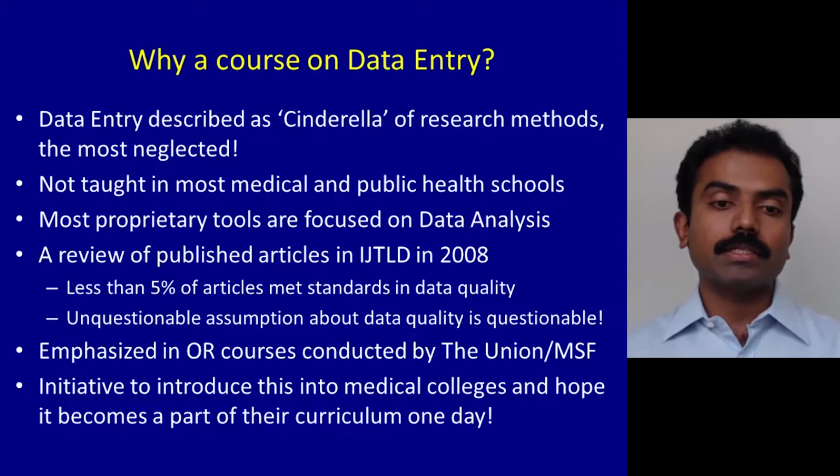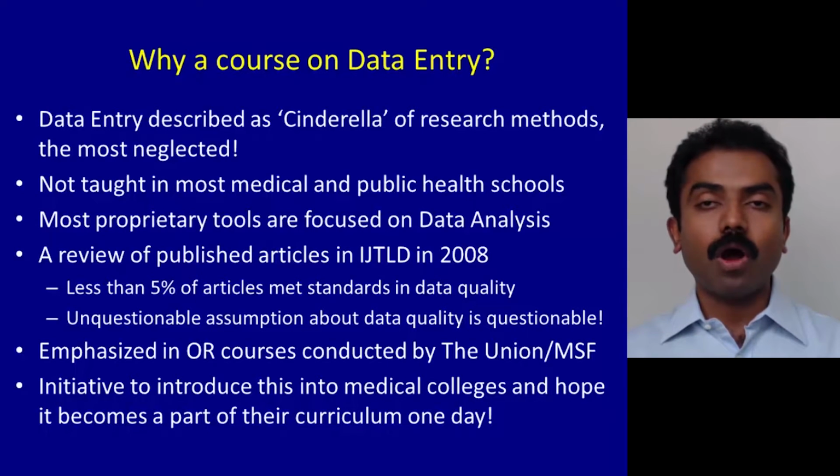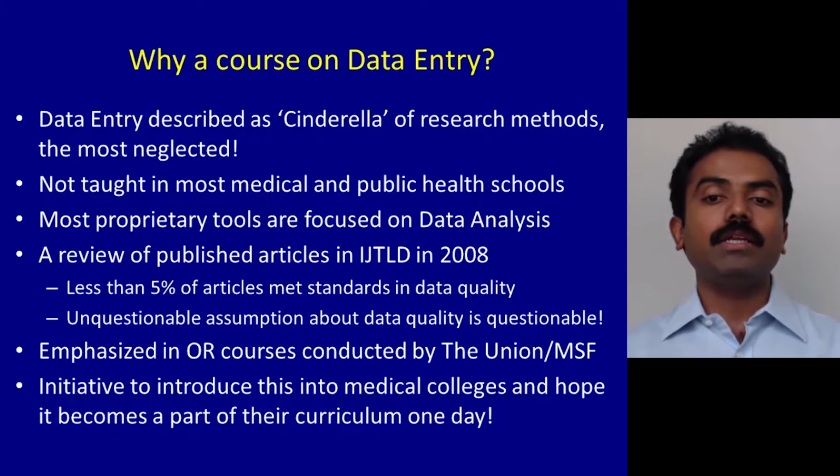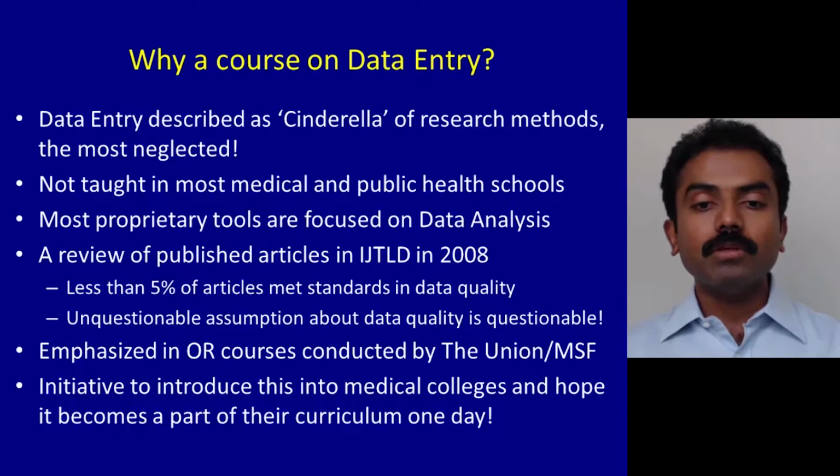Now, this is a little concerning, that the authors do not think it's important. They don't mention it in their published articles. The reviewers don't question it. Editors don't question it. Journals don't even ask for it. And when I look at all the reporting standards like CONSORT or STARD or STROBE, this is not even mentioned as one of the criteria in reporting. So, there seems to be an unquestionable assumption that data quality is anyway ensured. Now, this unquestionable assumption is actually questionable.